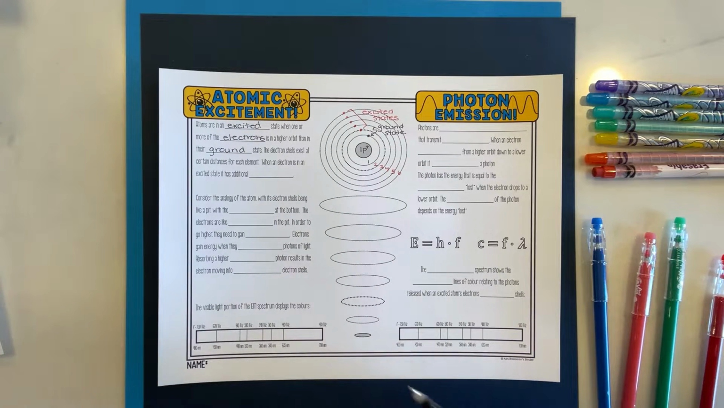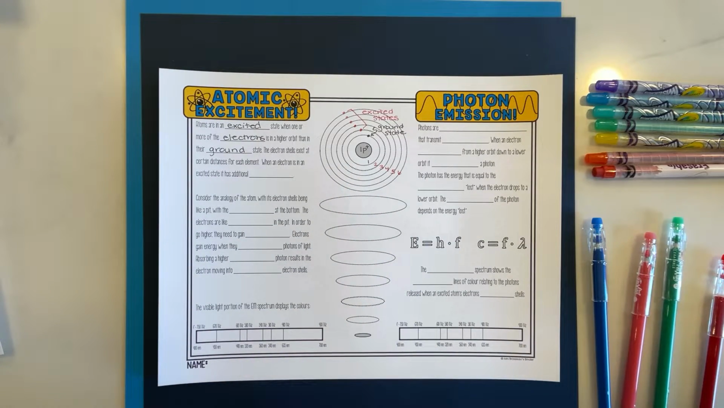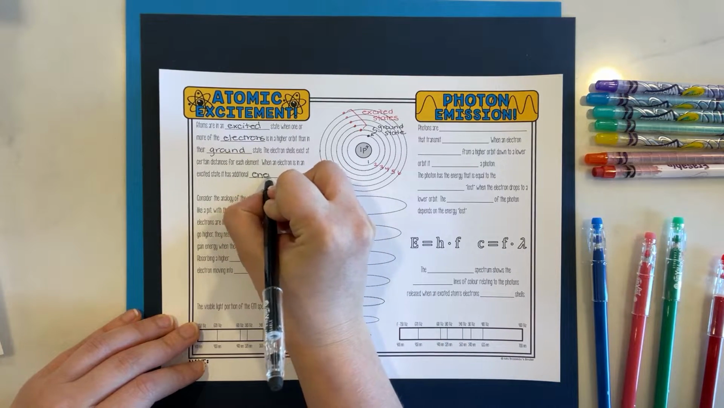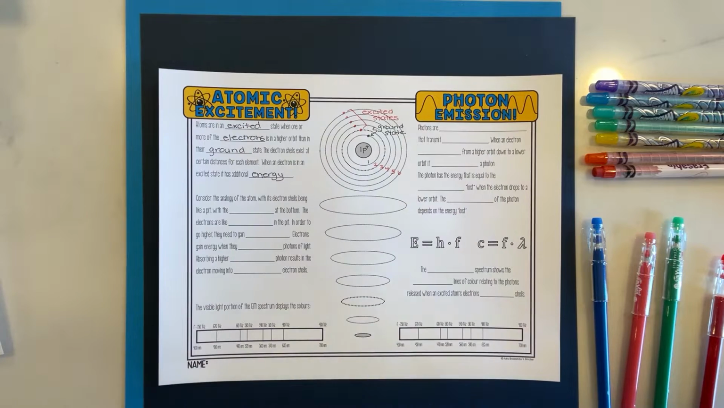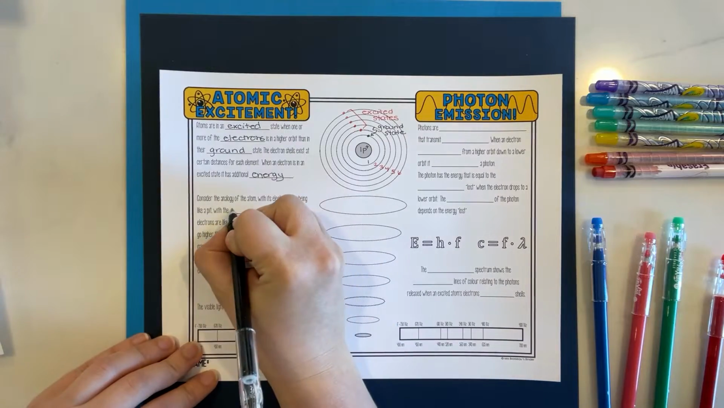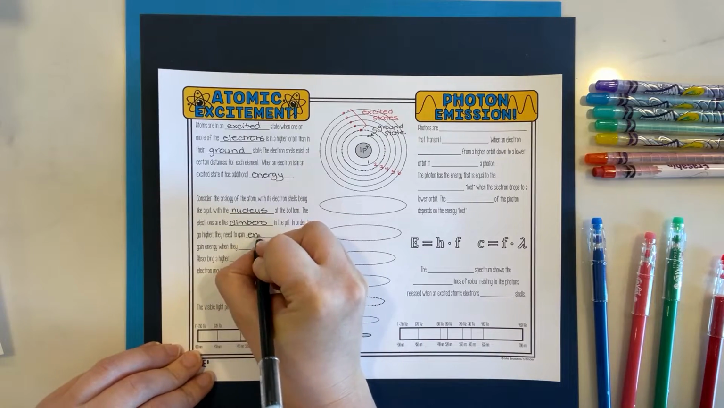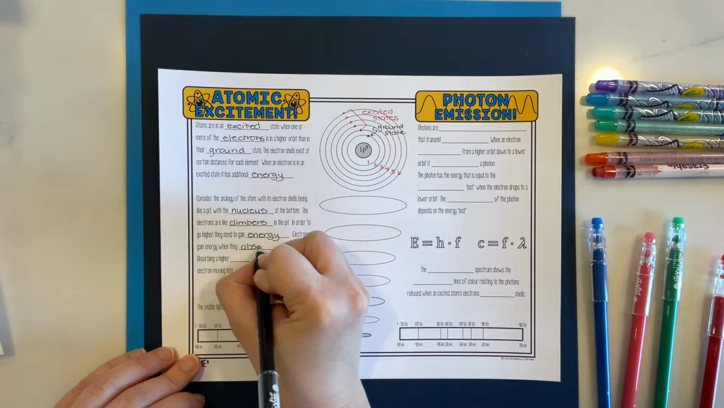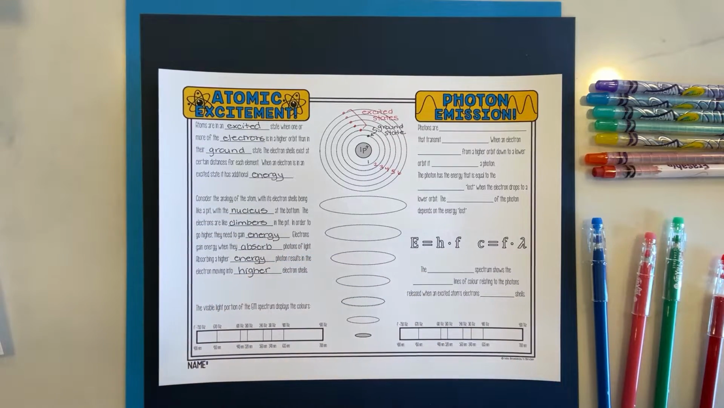The electron shells exist at certain distances for each element. So for this one, we're just looking at hydrogen. And when an electron is in an excited state, it has additional energy. Consider the analogy of the atom, with its electron shells being like a pit, with the nucleus at the bottom. The electrons are like climbers in the pit. In order to go higher, they need to gain energy. Electrons gain energy when they absorb photons of light. Absorbing a higher energy photon results in the electron moving into higher electron shells.